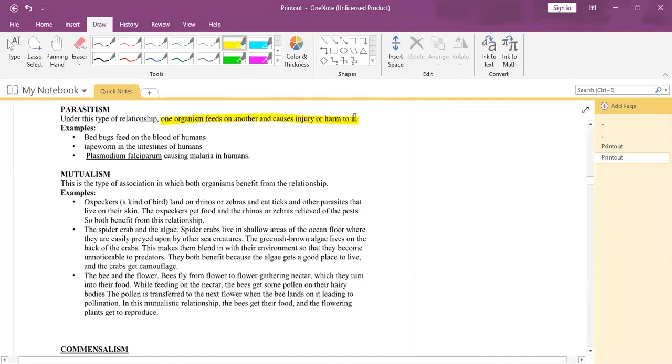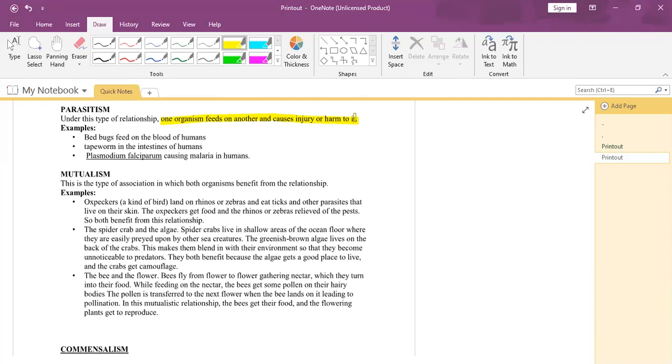For example, bed bugs feeding on the blood of humans cause an injury to the human being. So that is a parasitic relationship. Think of a tapeworm, the worm in the intestines of humans. The tapeworm feeds on, it sucks the blood from the intestines.